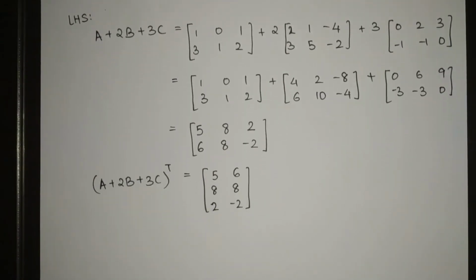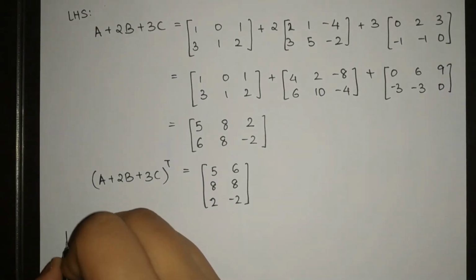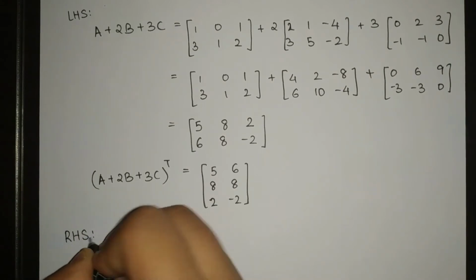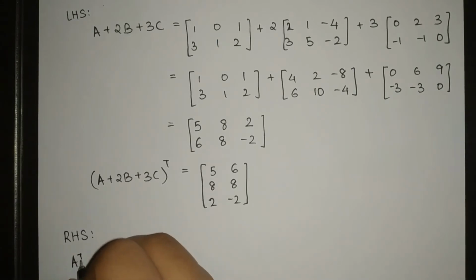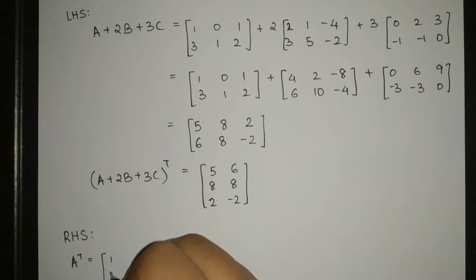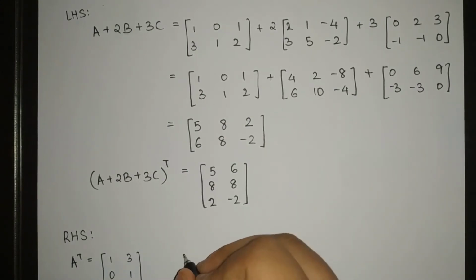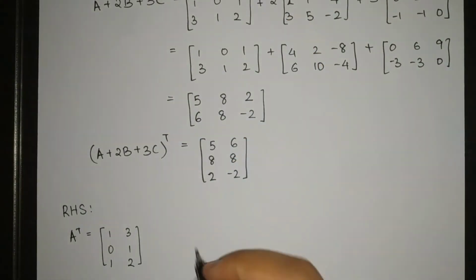Okay, and this is our answer. Now we'll find the RHS. RHS में पहले इंडिविजुअली सबका हमें ट्रांसपोज लेना होगा, उसके बाद हम लोग सबको ऐड करेंगे. तो A ट्रांसपोज के लिए हम लोग को इस मैट्रिक्स का ट्रांसपोज लेना है, which is 1 0 1 3 1 2. ओके, नेक्स्ट हमें B ट्रांसपोज के लिए इस मैट्रिक्स का ट्रांसपोज लेना है.